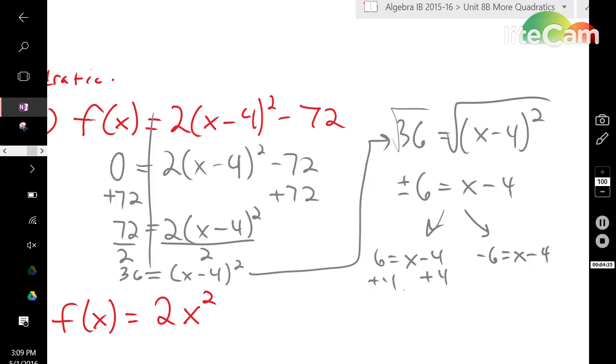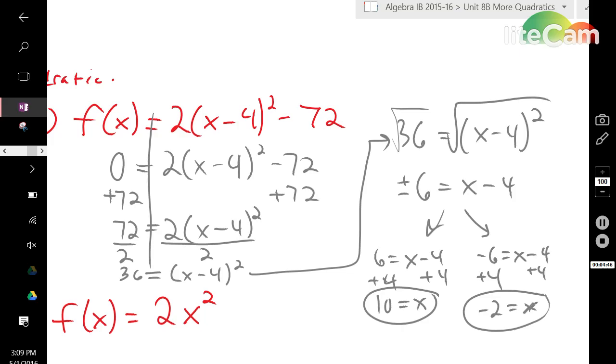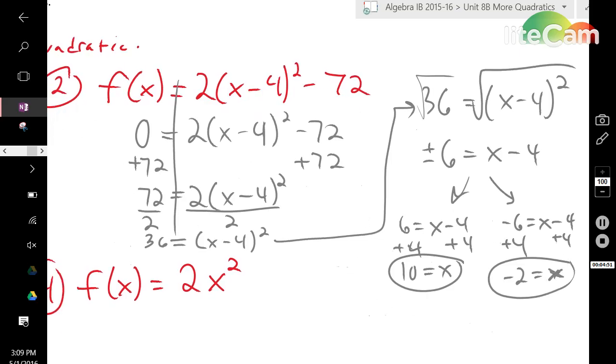Add 4, x equals 10 over here. Add 4, x equals negative 2 over here. So those are your two zeros for this function.